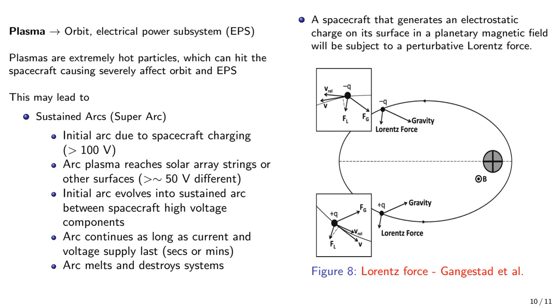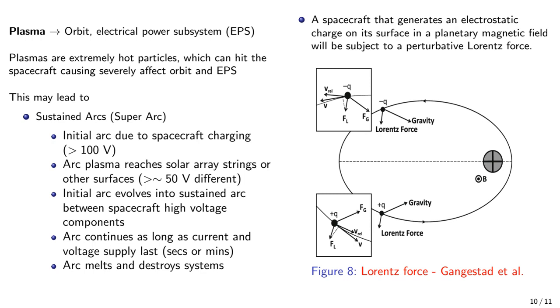Remember, your spacecraft also has some electromagnetic charge. In this case, it's charging at greater than 100 volts. And then your plasma is also charged, it's also a charged particle. And then it hits your spacecraft, then it's going to actually cause an initial arc. Then this arc plasma reaches solar array strings or other surfaces at a voltage greater than about 50 volts. Okay, the initial arcs will now evolve into a sustained arc.